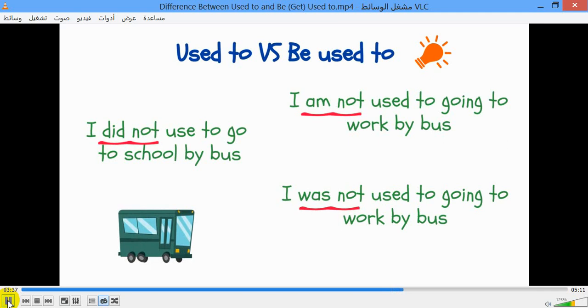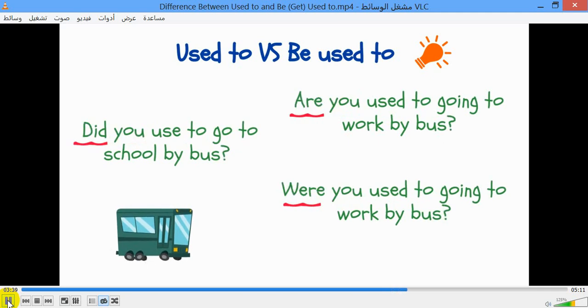Let's take a look at questions. The first construction, did you used to go to school by bus? And for be used to, we should put the verb to be before the subject in the correct tense form. For example, are you used to going to work by bus? Or in the past simple tense, were you used to going to work by bus?